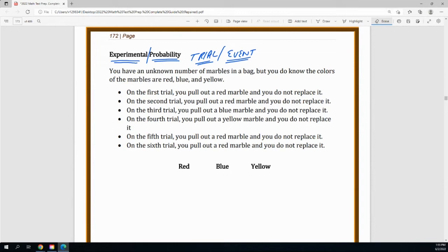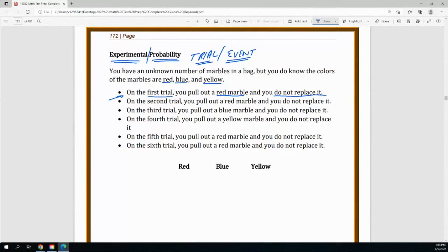So let's read this and see what's going on. It says you have an unknown number of marbles in a bag, but you do know the colors. Oh, so we don't know how many marbles, but we do know what colors. The colors are red, blue, and yellow. So look at what's happening here. It says on the first trial, remember, that means the first time I put my hand in the bag, or the first time I run the experiment, you pull out a red marble and you do not replace it.